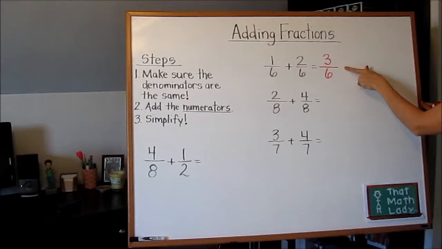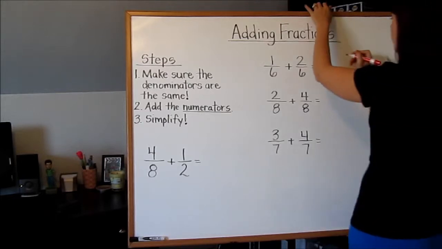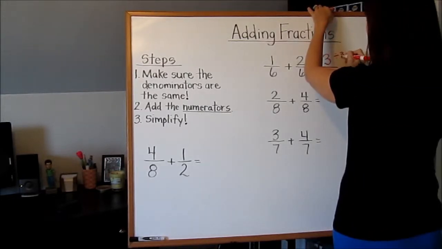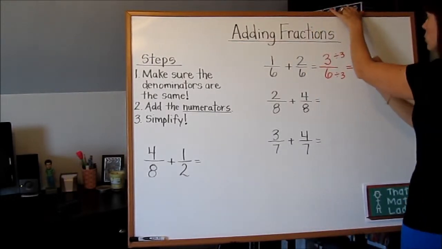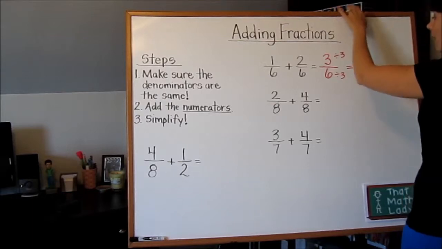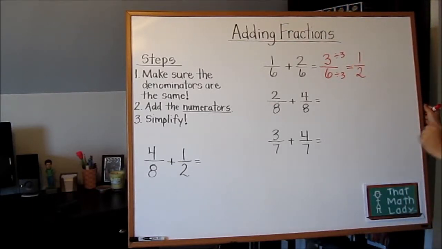And 3/6 can be reduced, or it can be simplified. The number 3 goes into both of those. So if I divide both the top and the bottom by 3, I can simplify my fraction to 1/2. Okay, here's the next one, 2/8 plus 4/8.